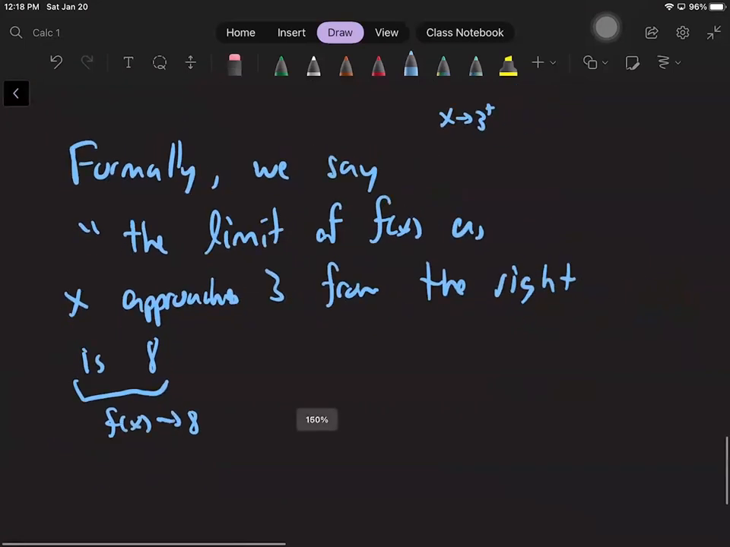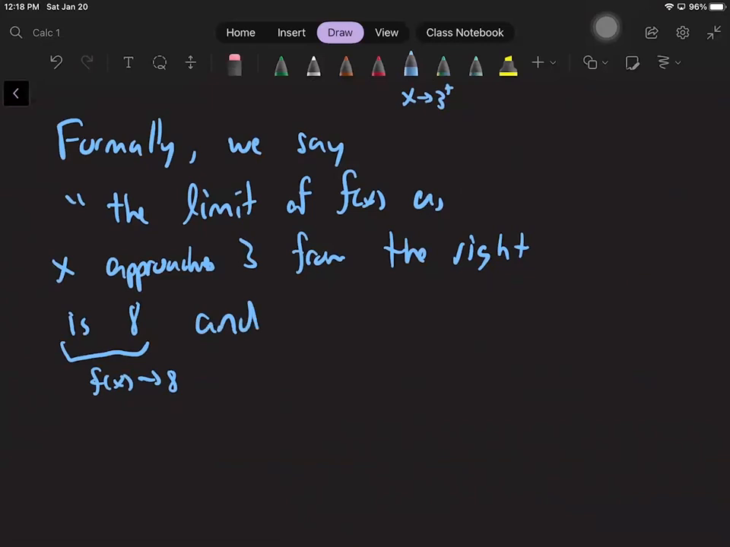Okay, and the way we write this, because math people always like to have notation to say things very quickly and confusingly.